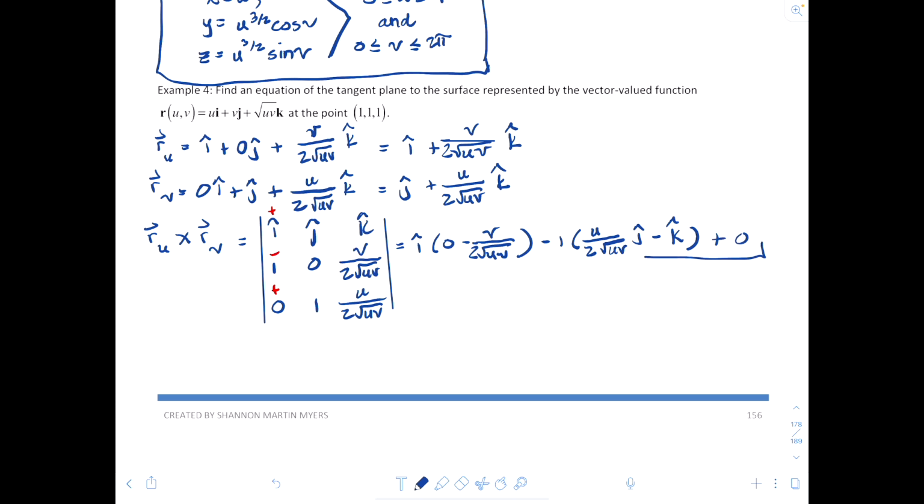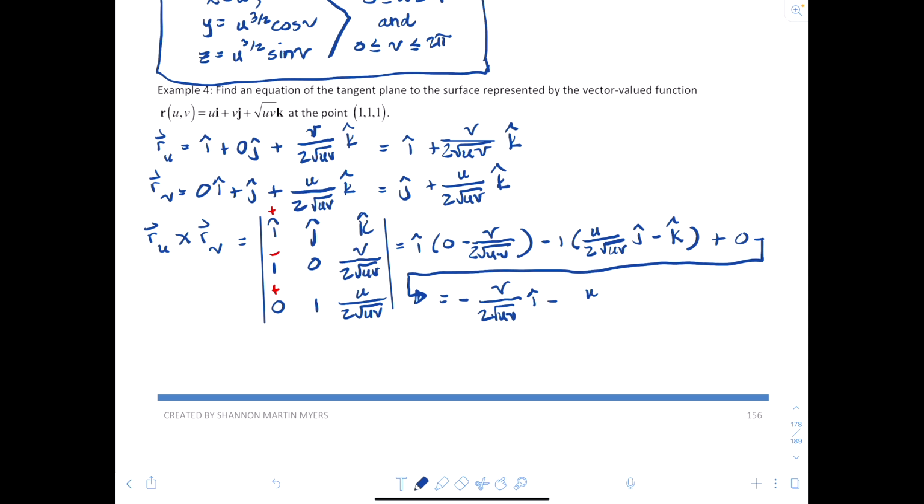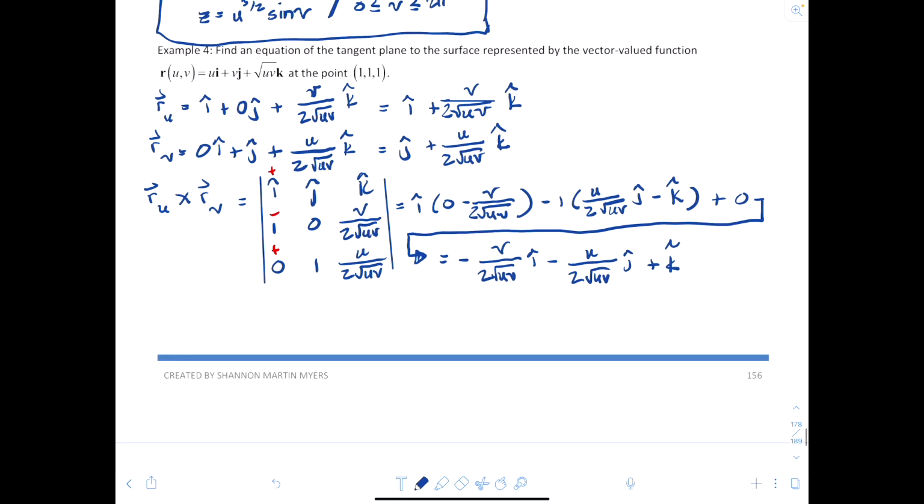So then we will have this equal to negative v over 2 root uv times i minus u over 2 root uv times j plus k. Good so far? Awesomely awesome.